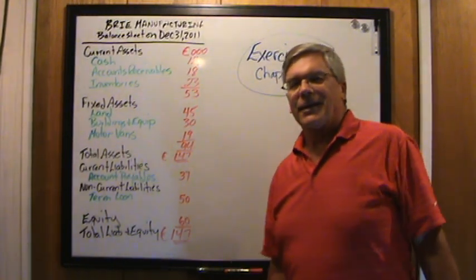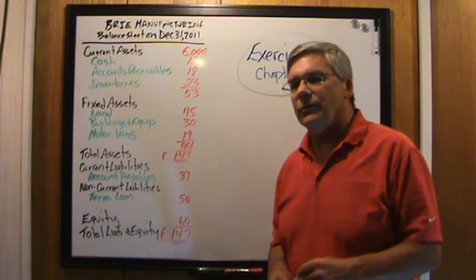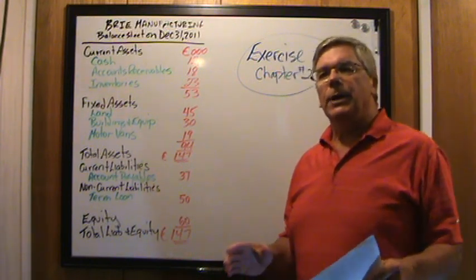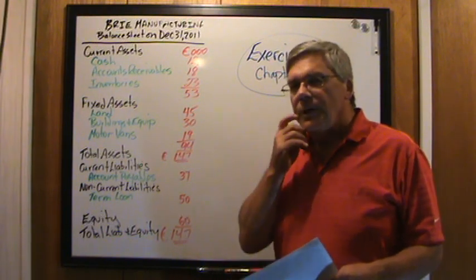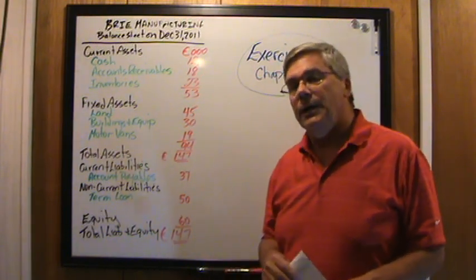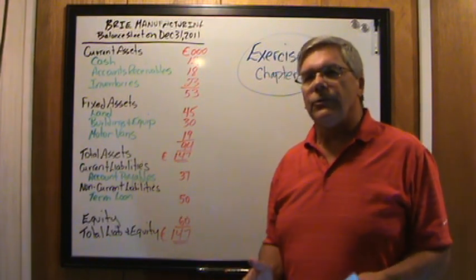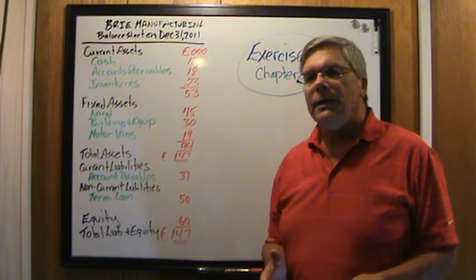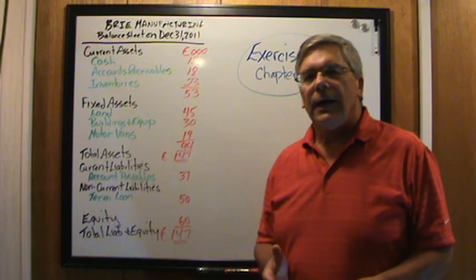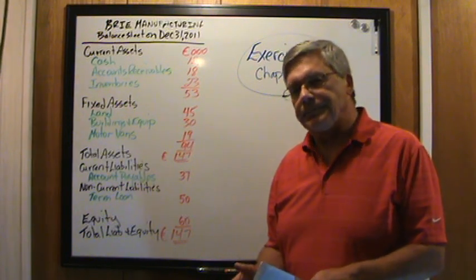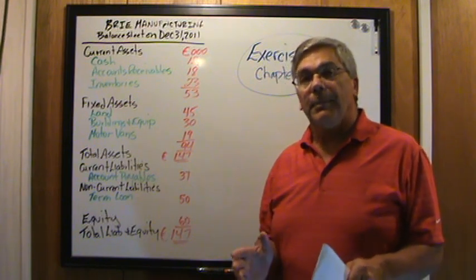Hello again. Today we're going to take a look at the second exercise in Chapter 2 and work our way through the balance sheet changes that Brie Manufacturing is going to have in January. What this exercise is intended to help you practice is understanding the relationships between the accounts as various transactions happen. We're only concerned in this chapter with the balance sheet.